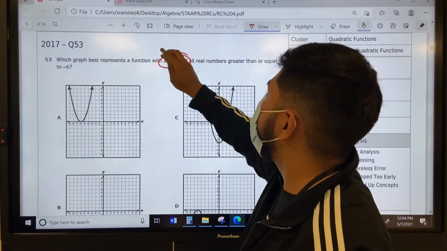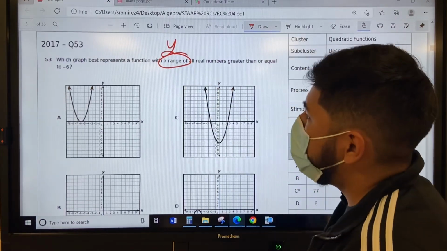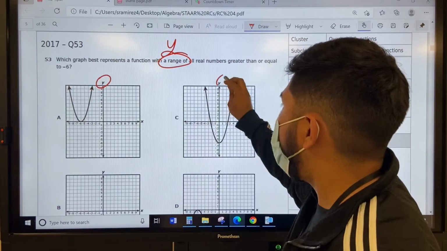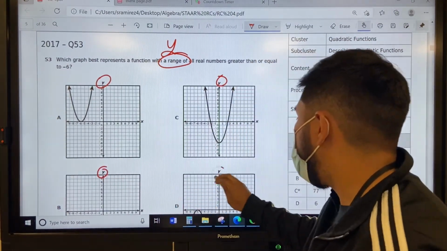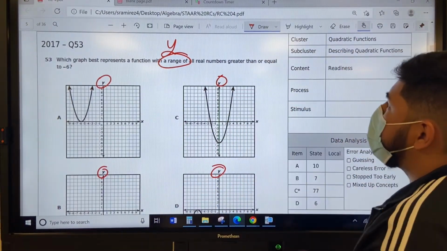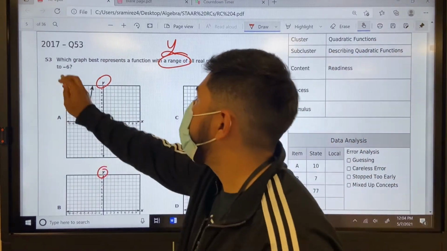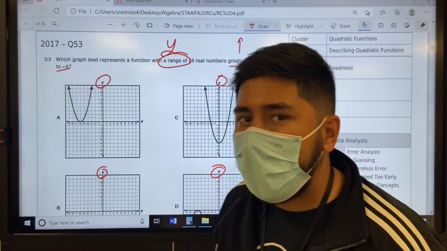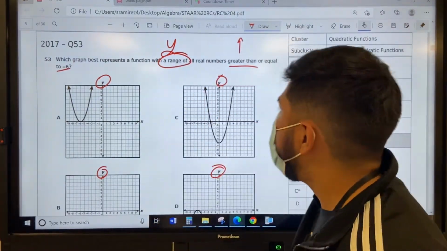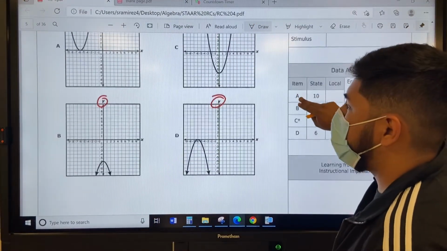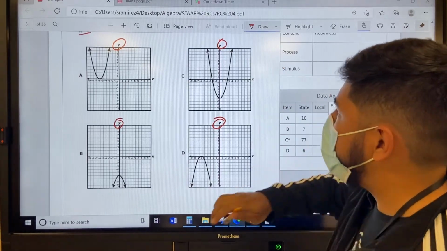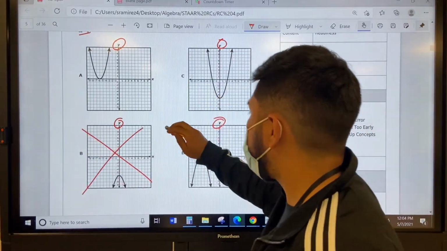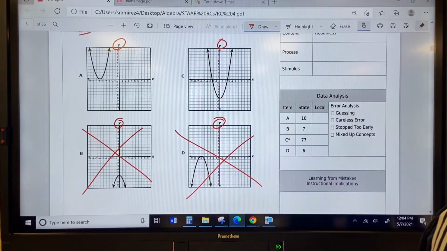Range, so we're looking at the Y. So make sure you circle the Y. Here it says greater than -6. Greater than is telling me, okay, it's going up at least because less was going down. So let's look. Which ones can I cancel out right away, knowing that we're going up? Boom, boom. Next.